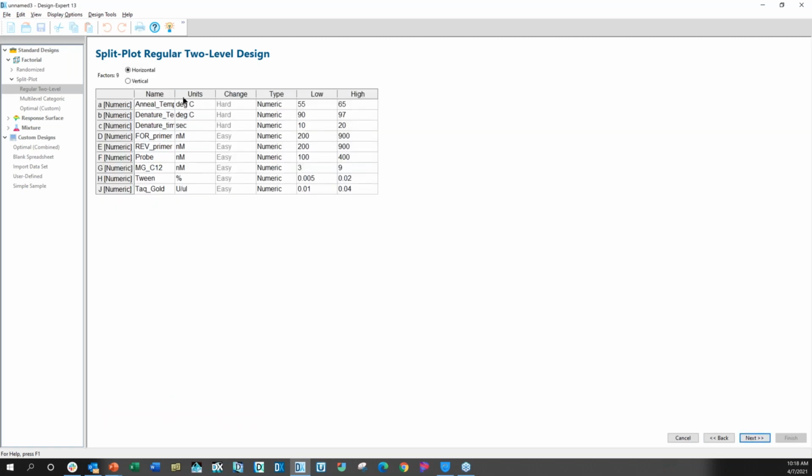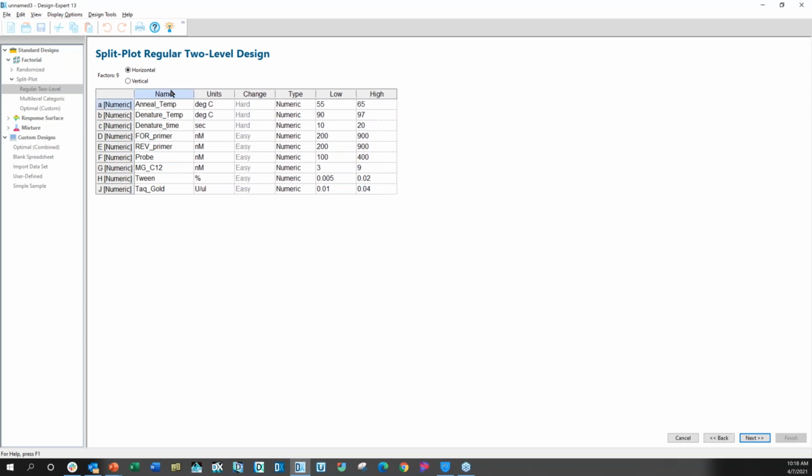Now this is why I read a file in, just to save this. The first 3 factors is where you'd put your hard to change. Remember we said there's 3 hard to change, so those are going to be the first 3 factors you put in. So that's our factors associated with the thermal cycler. And then the next 6 factors are going to vary within the whole plots, or vary at the subplot level, or in this case vary at the individual cell level on the plate. Those are the 6 factors we're going to vary there, and their levels.